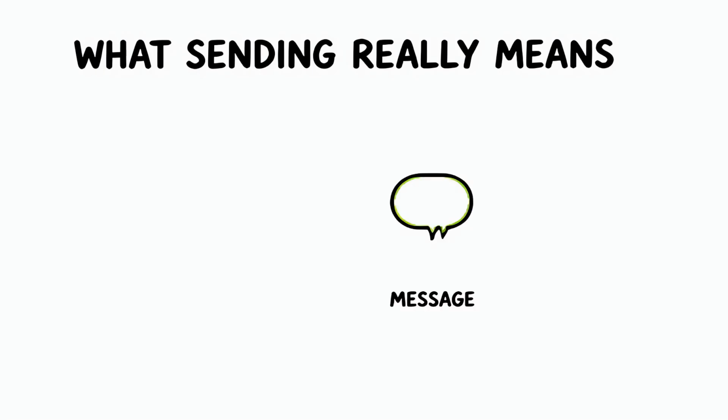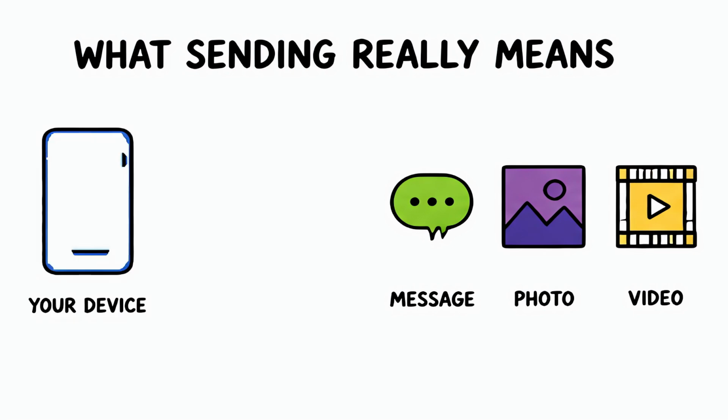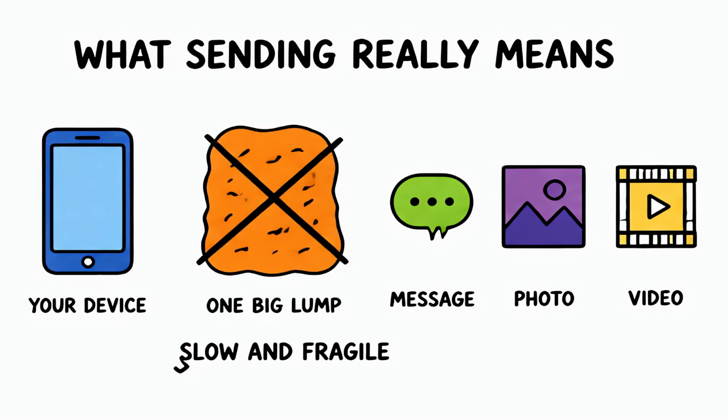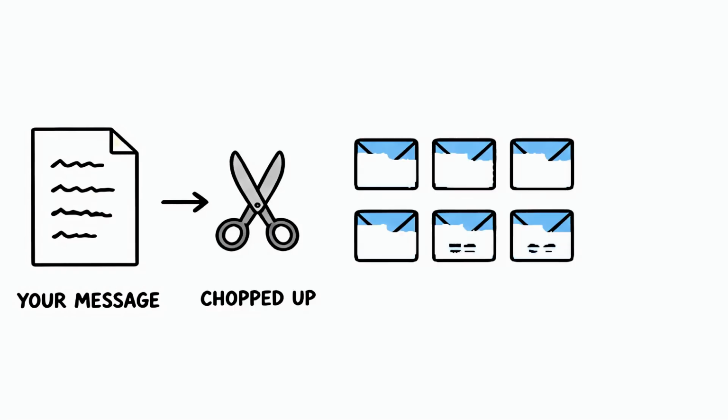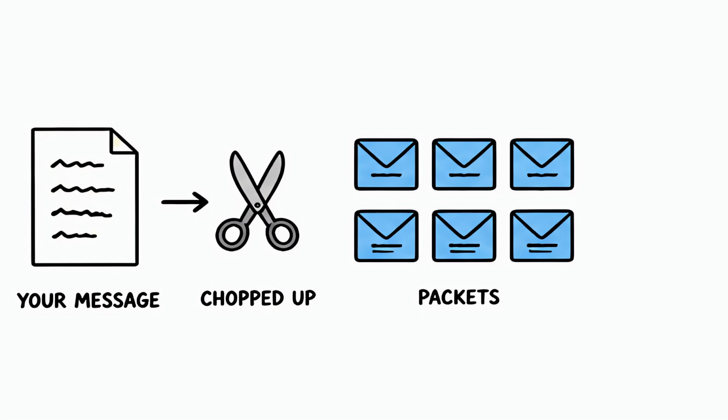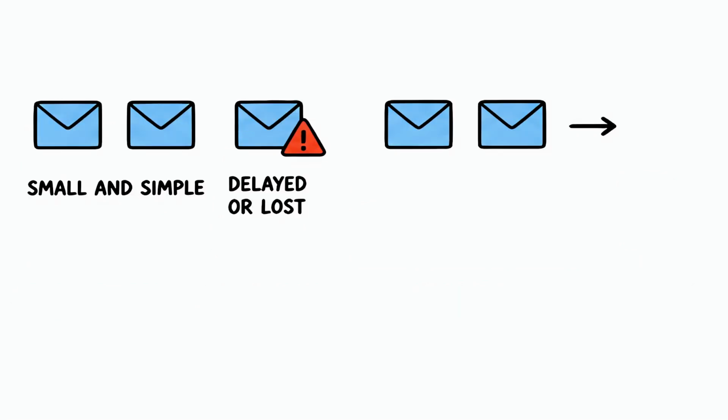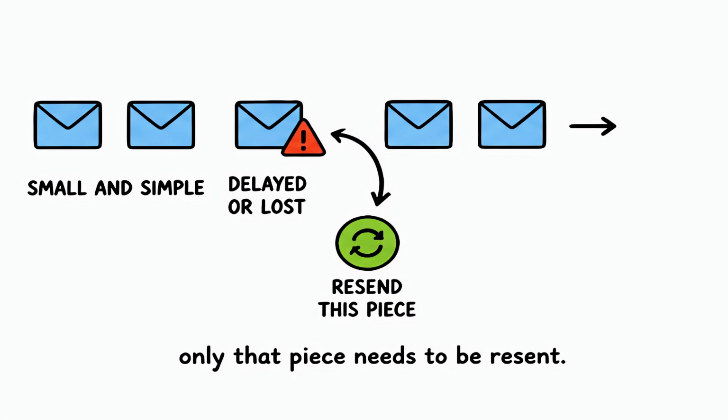When you send a message, a photo, or a video, your device does not push the whole thing across the world in one big lump. That would be slow and fragile. Instead, your device chops your message into many tiny pieces. These pieces are called packets. Each packet carries a small part of the message, like a single page torn out of a long letter. Each packet is small, simple, and easy to move. If one packet gets delayed or lost on the way, only that piece needs to be resent, not the whole message. That is part of why the internet feels so reliable.